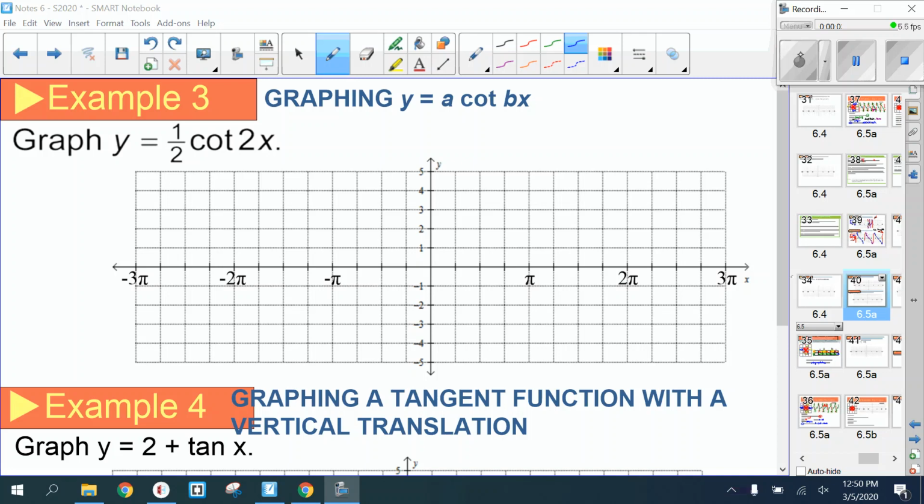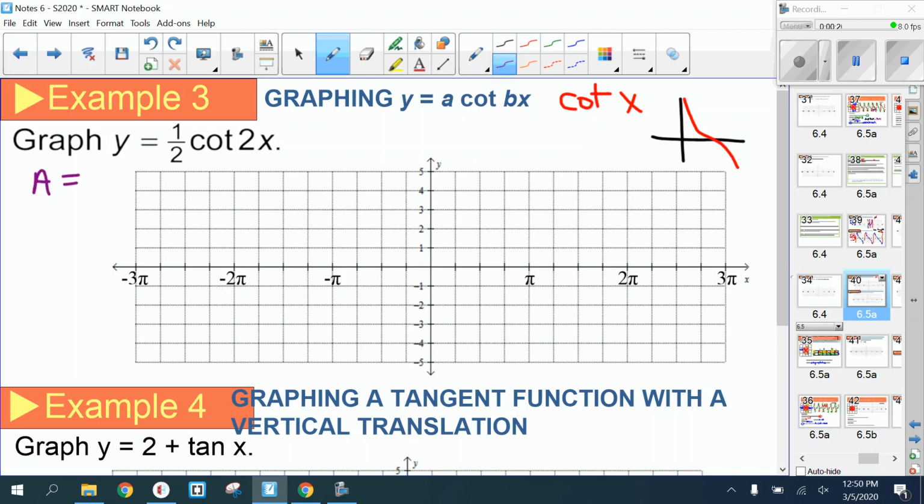Number 3, we're graphing a cotangent graph, and I want you to have memorized when you do a cotangent, it starts at 0 and it's decreasing. So it's going to look something like that. It doesn't center at the origin like tangent. It's different. It's decreasing. It starts at 0, not centered at 0. So do the other things that we need to do.